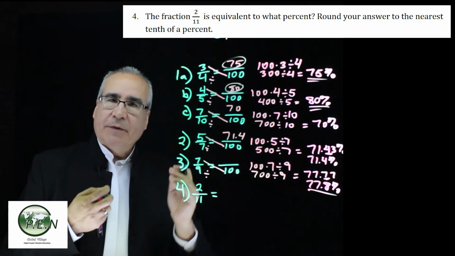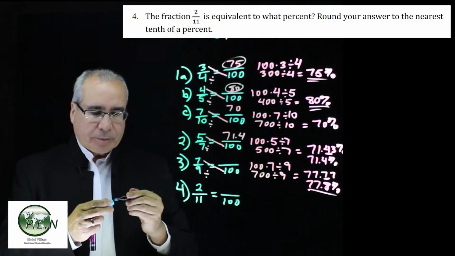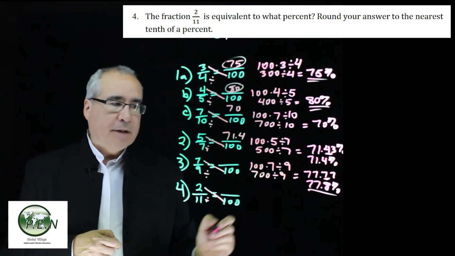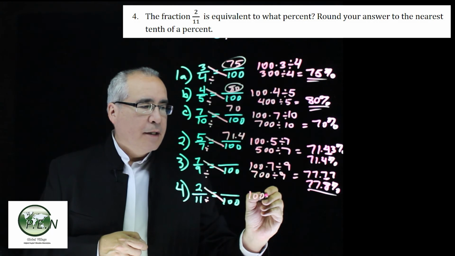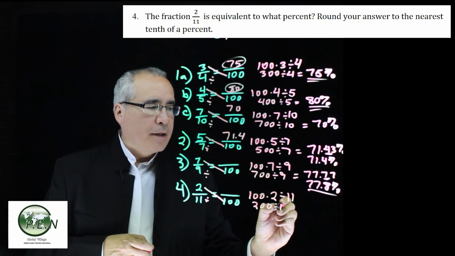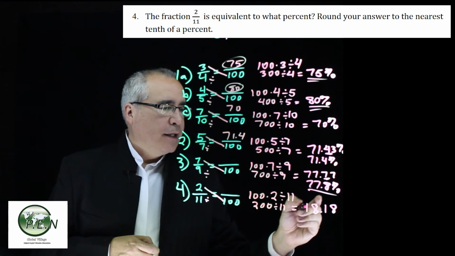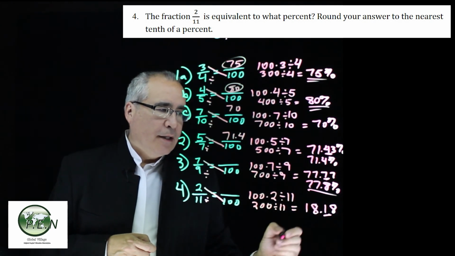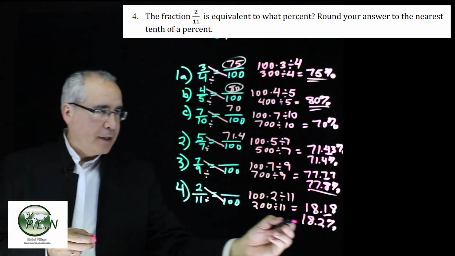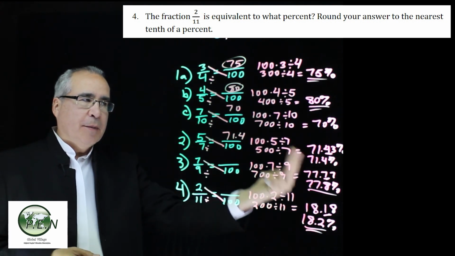And we'll close it off here with number 4 for this start. 2/11. We want to find what percent it is, and what we get is per 100. Follow the method. 100 times 2 divided by 11. 200 divided by 11 gives us 18.18. When we round that to the nearest tenth, we get 18.2%. Okay, so there's our answer. And that's how we take fractions and turn them into percentages.